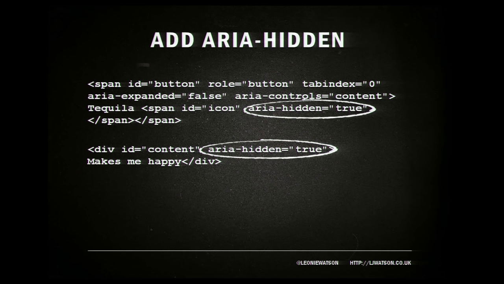We're going to use ARIA hidden set to true on the span holding the icon, because there's no real reason why a screen reader user needs to be aware of a purely visual piece of content. We're also going to use it on the div containing the disclosure widget's content. Initially, we're going to set it to true because, as I said before, the widget is going to be closed by default, and toggle it to false when the widget is activated, and that'll then put this content back into the accessibility tree as it becomes visually displayed, so a screen reader user knows it's there.